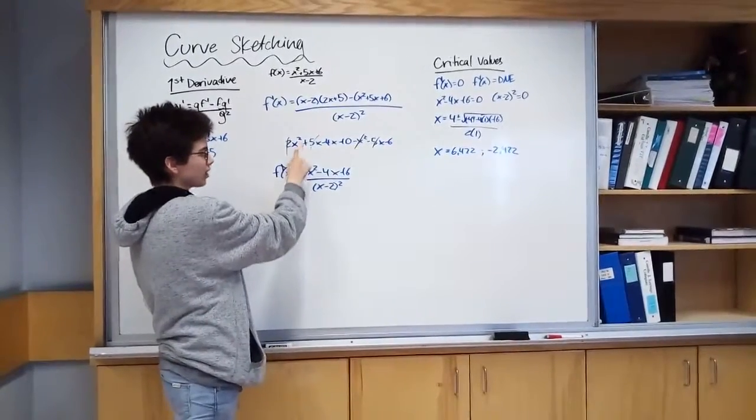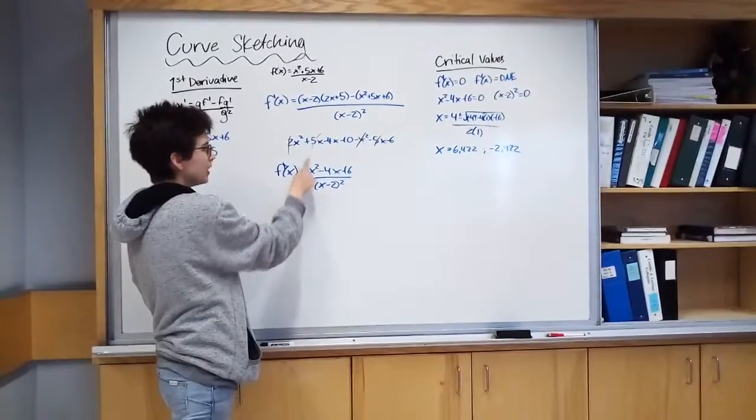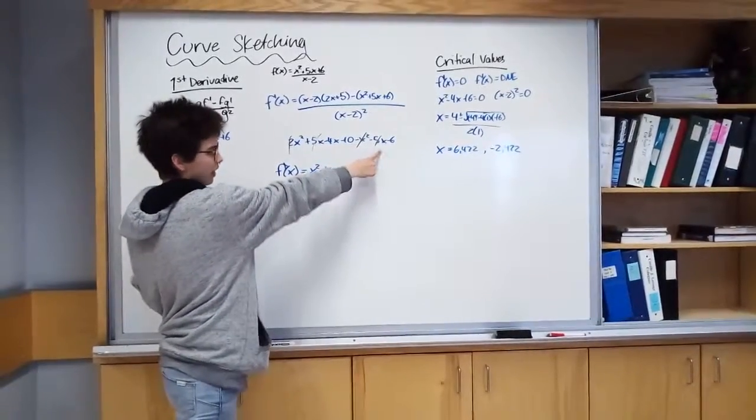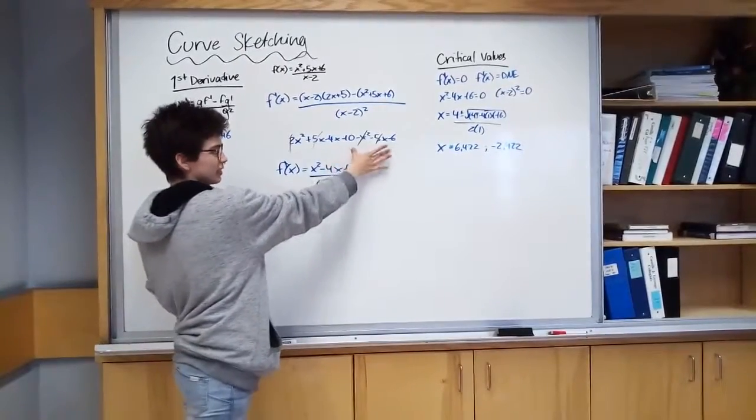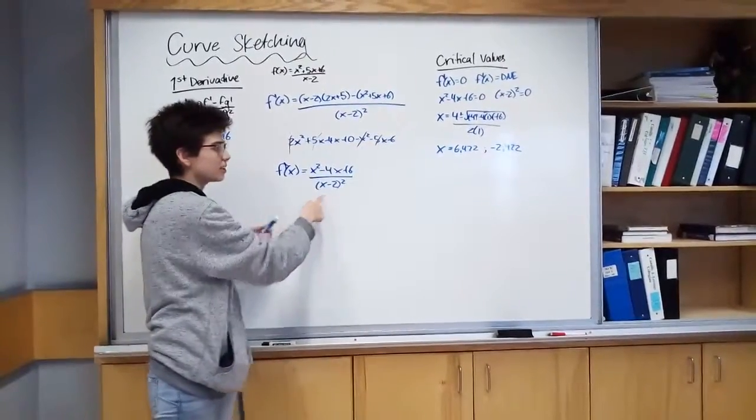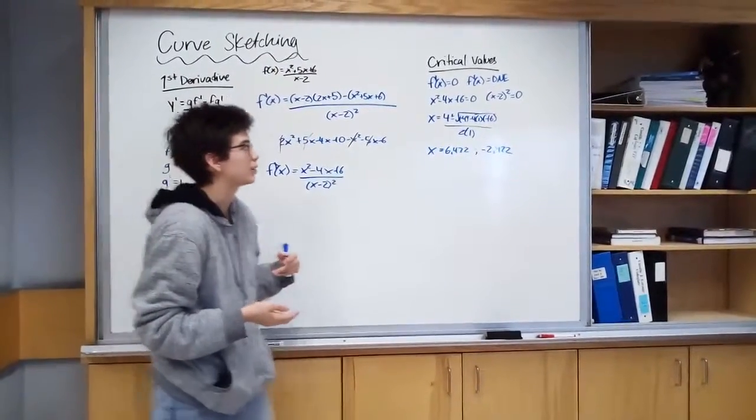So we have 2x squared crosses out with this x squared, just the 2 comes out, so we still have an x squared. And the 5x minus 5x crosses out, and we're left with the minus 4x minus 16, these two combine here, over x minus 2 squared. And this is where we lead finally into our critical values that we just learned.